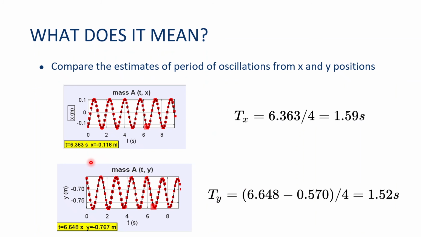Now, if we compare the period of oscillations between the X and Y positions, we can see that the period of oscillation in the X is 1.59 seconds, and for the Y, it is 1.52 seconds. We see that the Y is less, and this is due to the fact that the masses change differently in each direction. For example, in the Y direction, gravity is the sole actor, and in the X direction, the spring is more determinant of its movement.